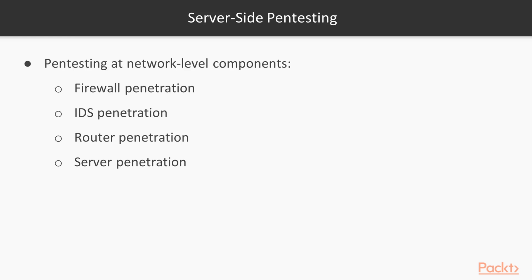There are other components also available, but these are the most common ones. So you can see here that the devices which are connected at the network side, and which the client is not able to communicate with directly, that is called server-side pen testing. All the components at the network side, if you try to pen test these kinds of components or devices, that is called server-side pen testing. I hope you have understood.